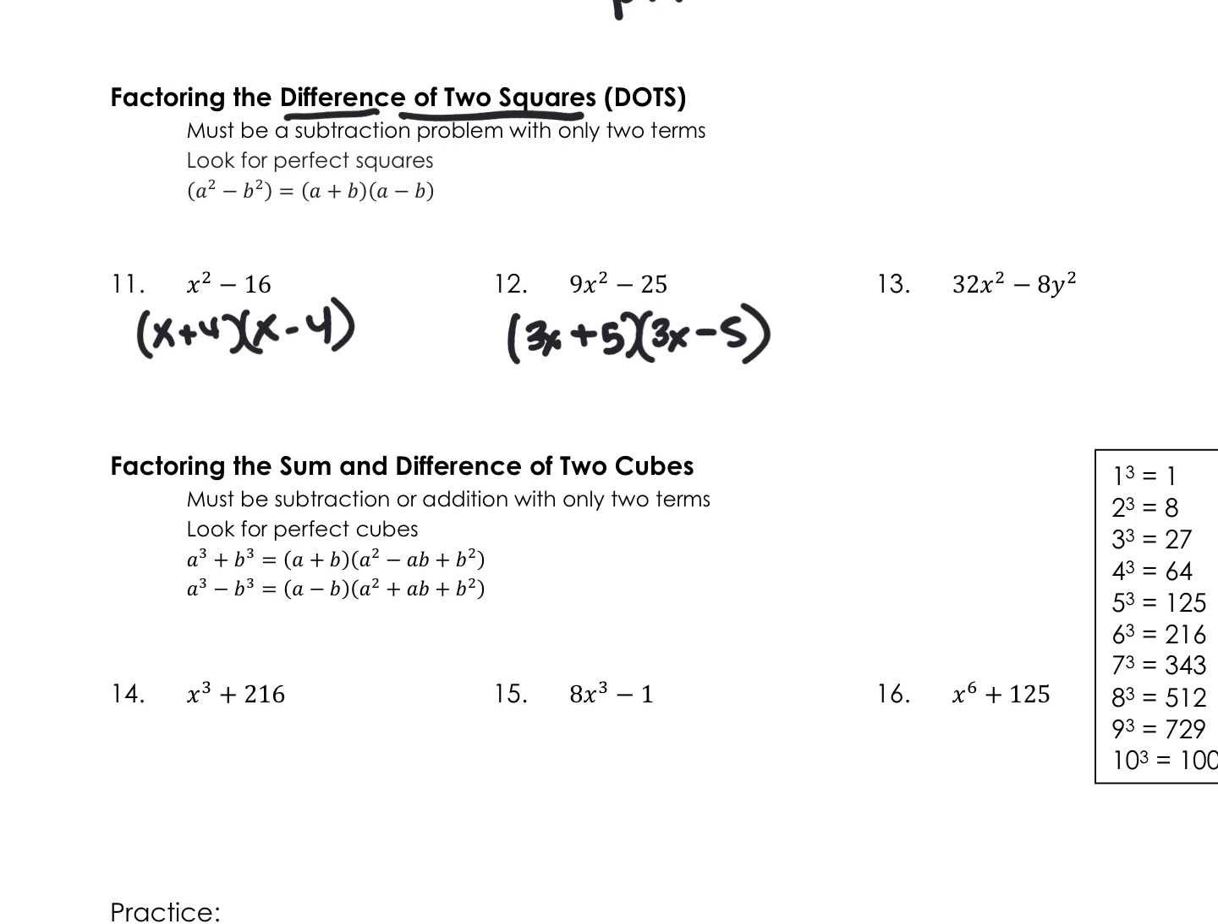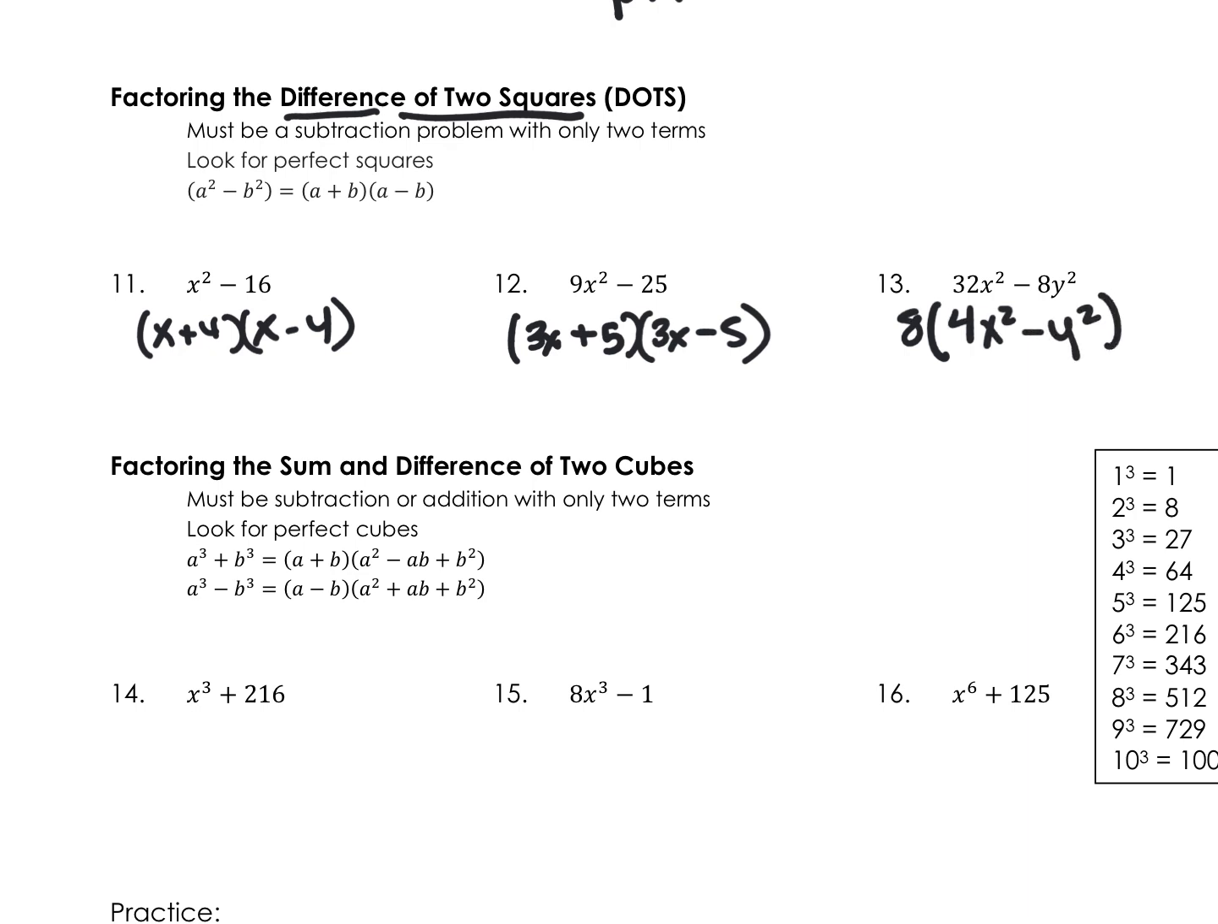This one's a little weird because 32 and 8 are not perfect squares. But remember, we should technically always look for a greatest common factor to factor out first. Do these two terms have a greatest common factor? I think even bigger than 4. 8. Isn't 32 divisible by 8? Yes. So we can pull out an 8 first. 32 divided by 8 is 4. So then we'll be left with 4x squared minus y squared.